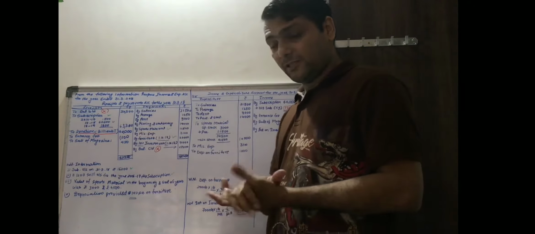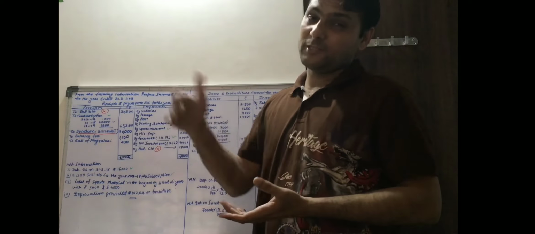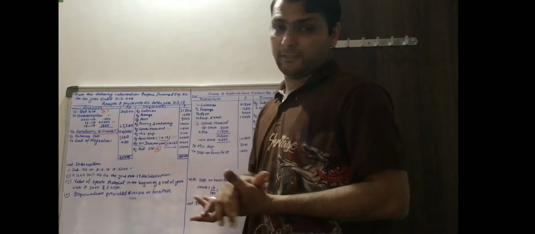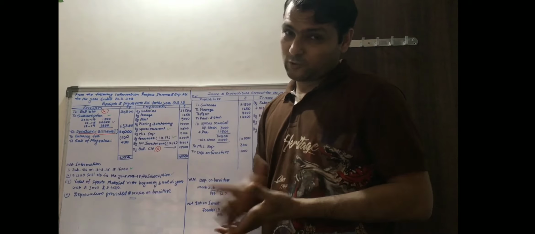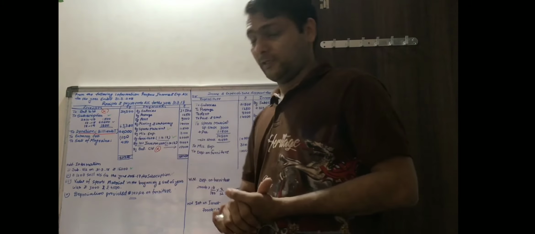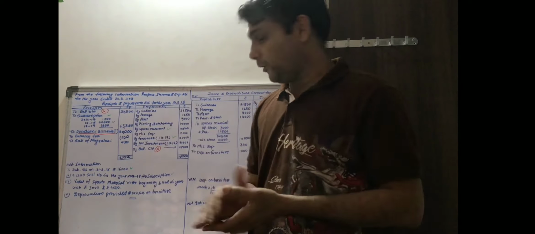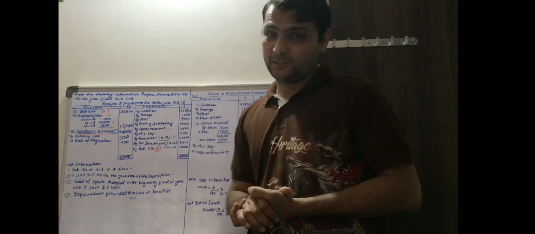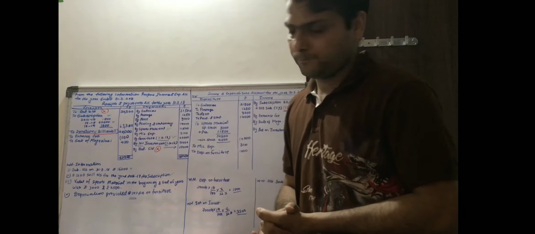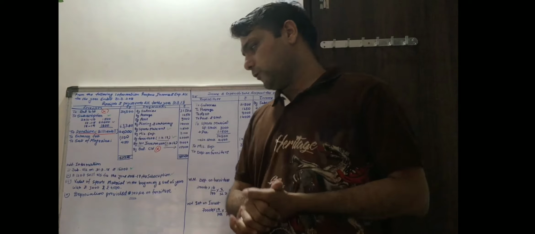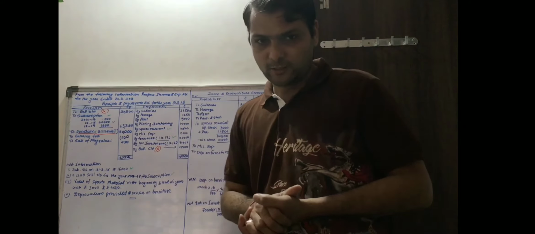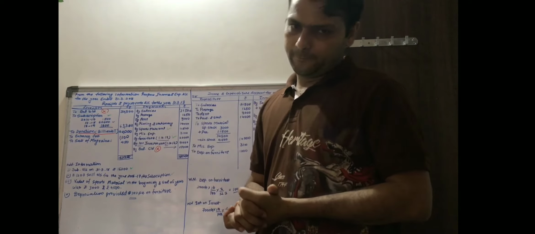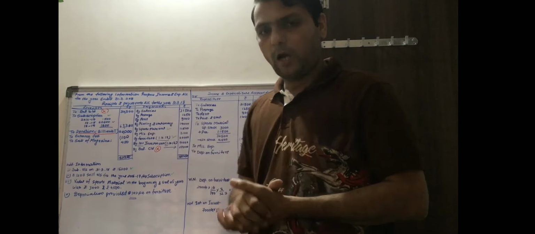Some subscription is still outstanding from the previous year. We already received some for the previous year, but some is still outstanding. The value of sports material stock is given, opening and closing both. So you know how to deal with that because it is directly connected with the sports material, a consumable item. After that, you have to charge depreciation on furniture at the rate of 10% per annum. So now it is very important how to start the question.